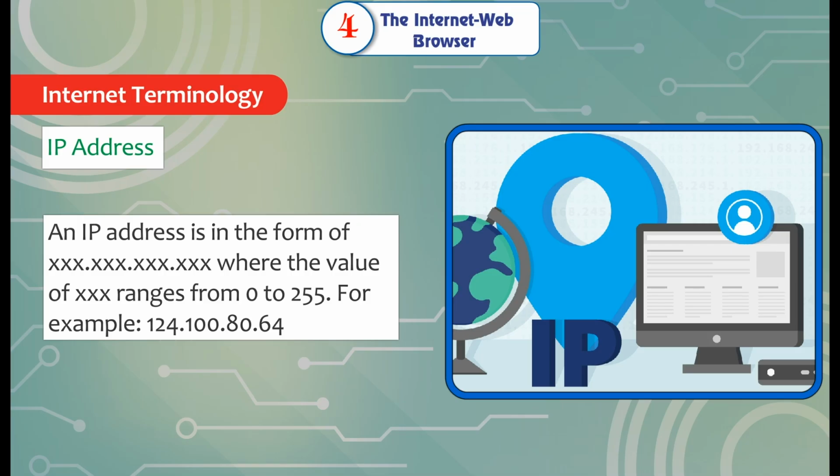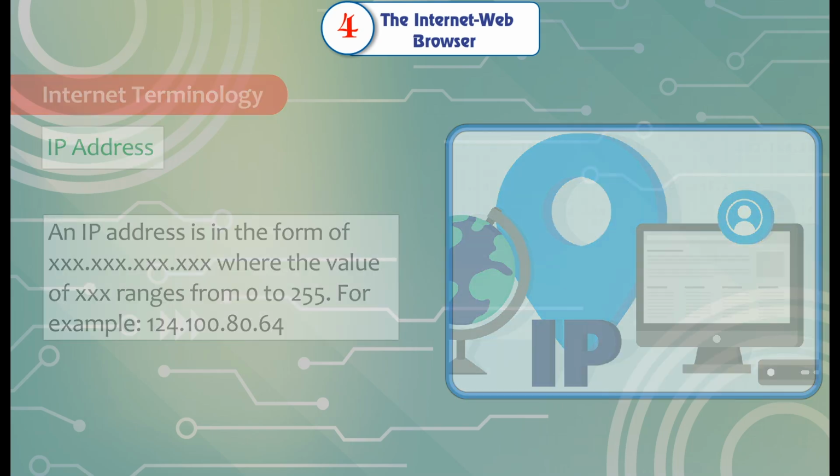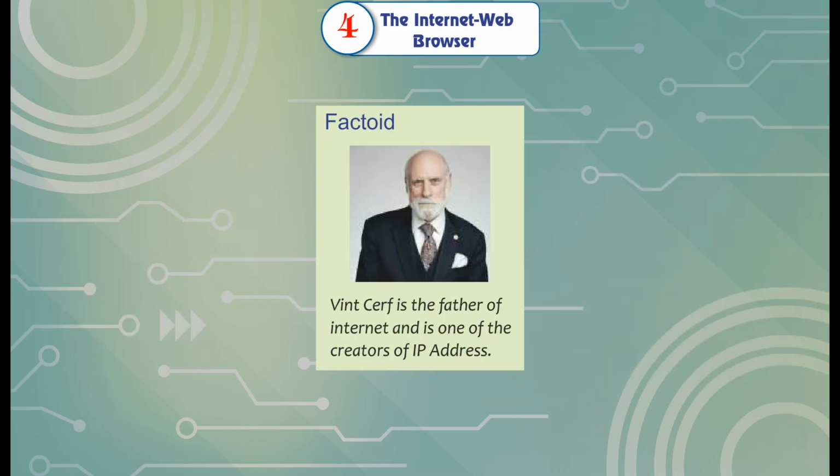An IP address is in the form of XXX.XXX.XXX.XXX, where the value of XXX ranges from 0 to 255. For example, 124.100.80.64. Factoid. Vint Cerf is the father of the Internet and is one of the creators of the IP address.